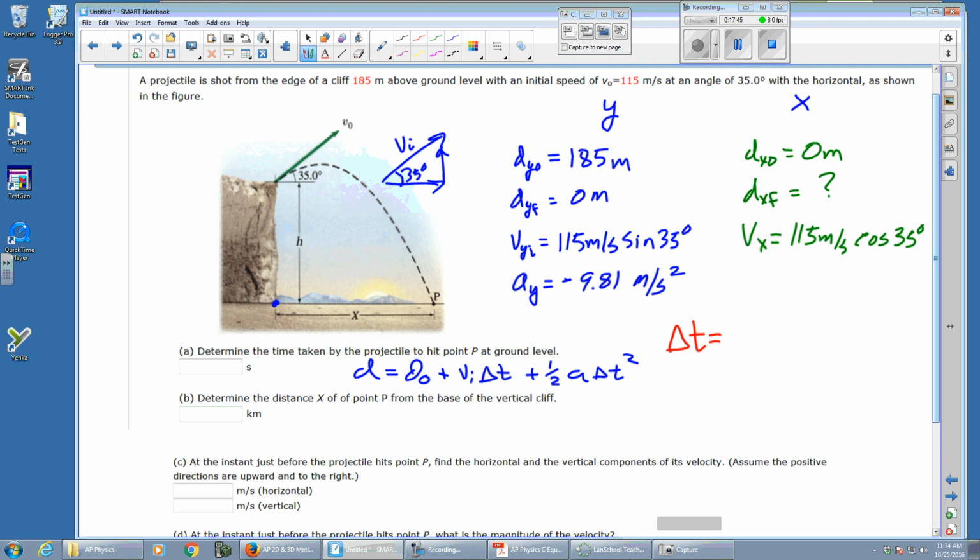Now I'm armed with the time. So now I can do the exact same thing, but this time in the x direction, where I'm looking for d. I know d naught. I know v. I know delta t now. I can forget about the rest of the equation because I don't have any acceleration.